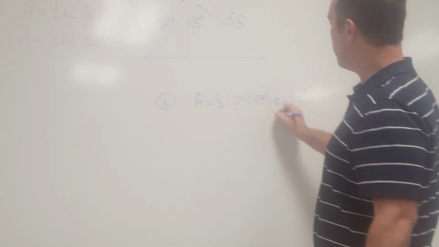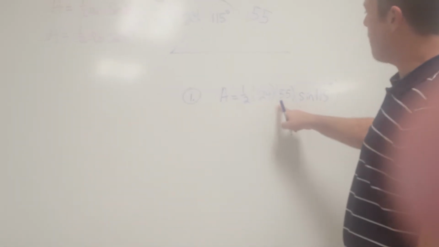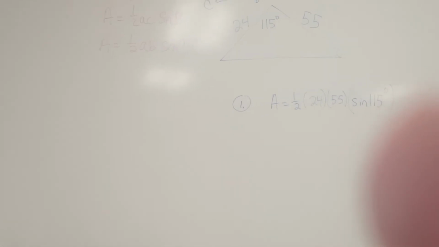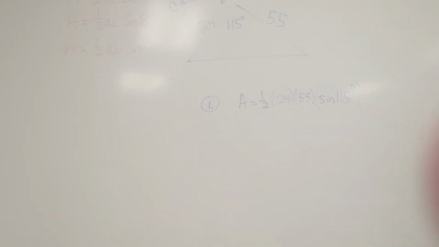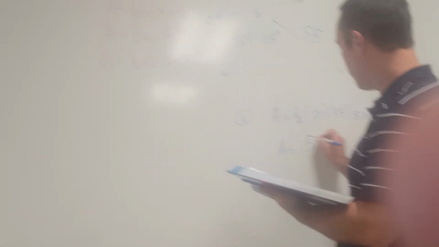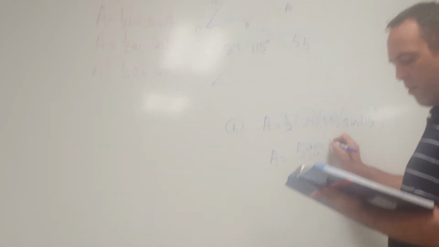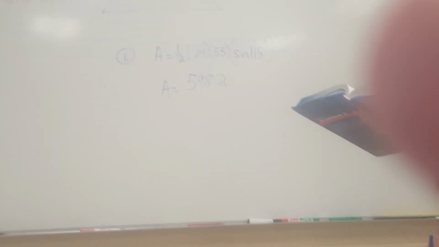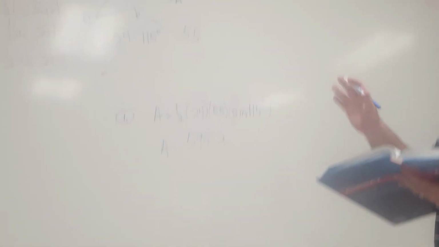Okay, we can plug this into our calculator. Sine 115 times 55 times 24 times 1/2 will give you the area of the triangle without the height. Okay, and when we do that and we calculate it, we get that the area is 598 point, if we round to the 10th, 598.2.